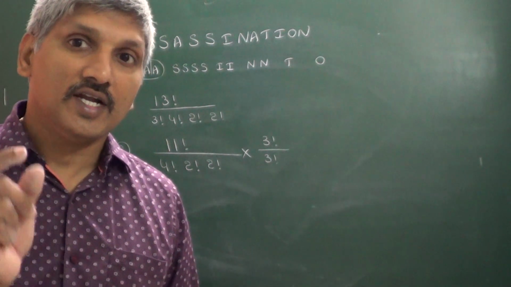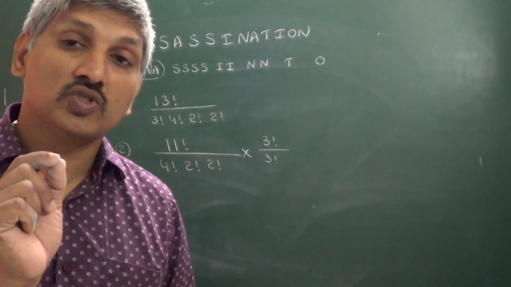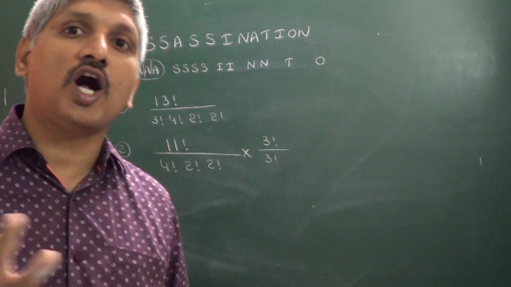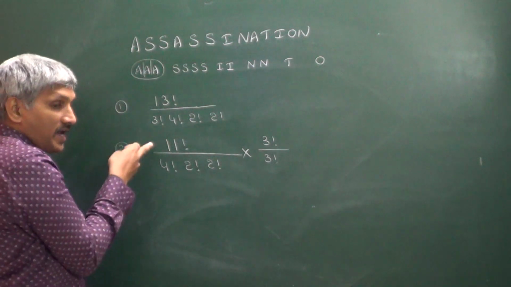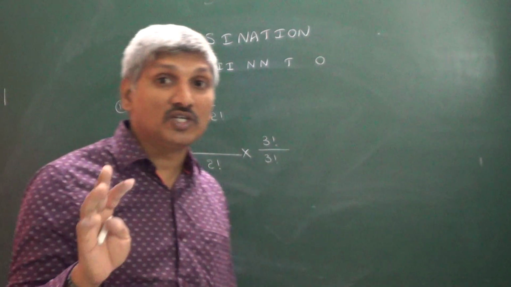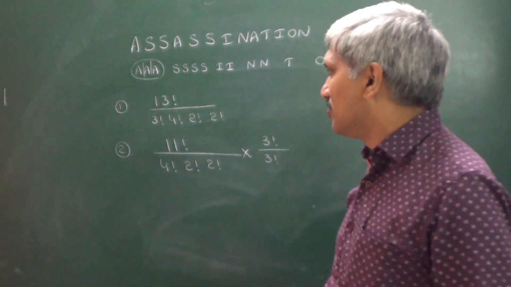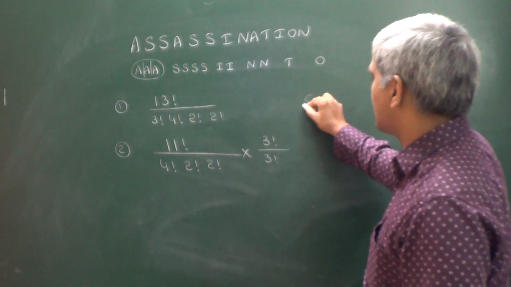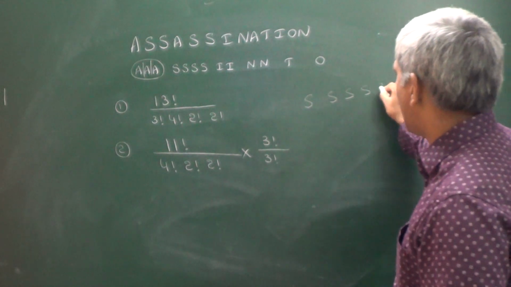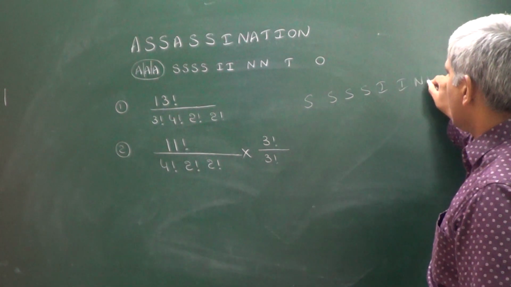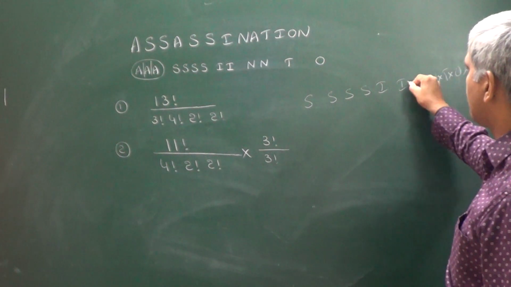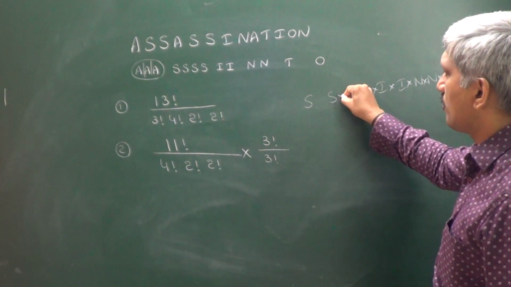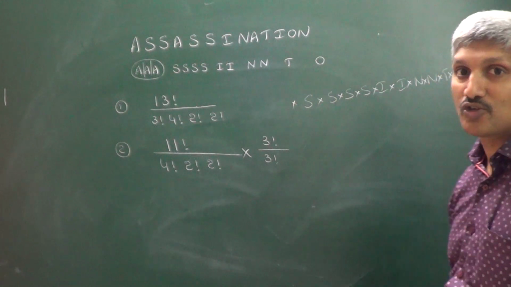Suppose he is asking for the number of different arrangements so that all A's do not come together. All A's do not come together means this minus this one. Next he is asking no two A's come together. No two A's come together means: S, S, S, S, I, N, N, T, O. Now these are the gaps to fill. So how many gaps are there in total? We have 12 gaps.